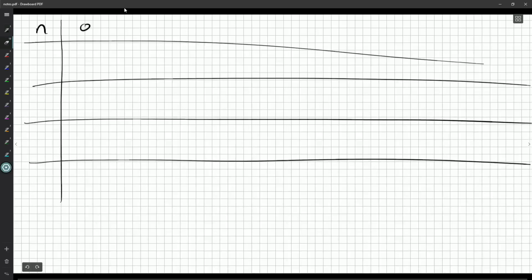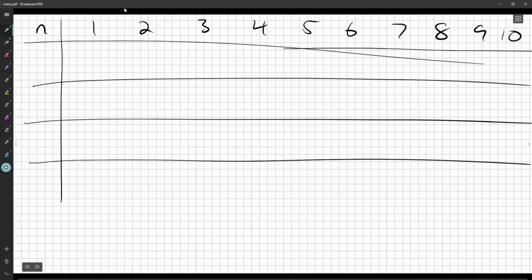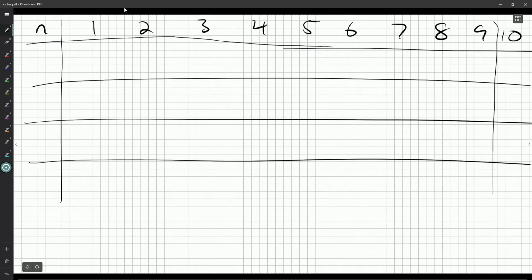N, not 0, we need 1, 2, 3, 4, 5, 6, 7, 8, 9, 10. And as I already said, at the end, you're going to want the sum of exactly these numbers. So we'll just add up the last column, and then we should be done. We've explained our recursion. Now it's up to us to work these out.